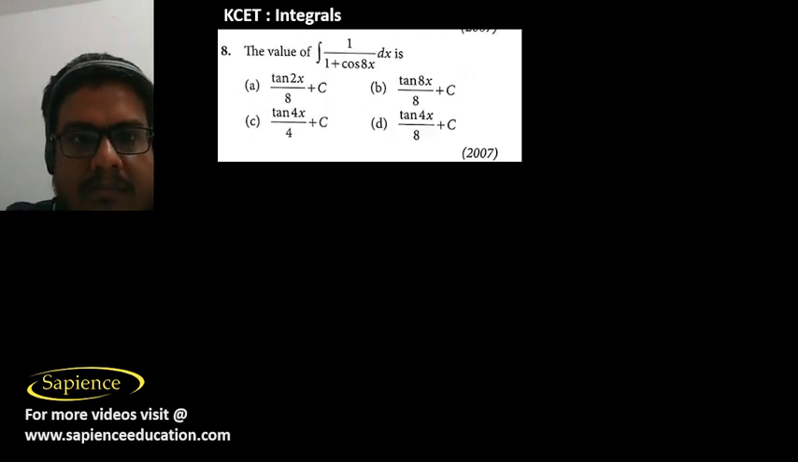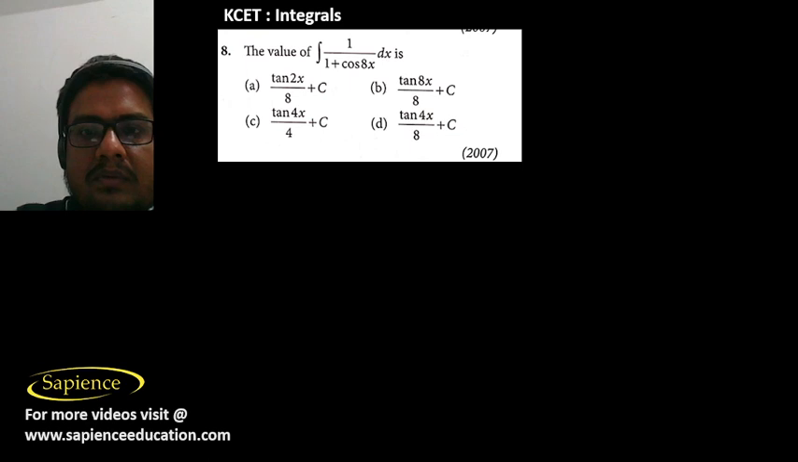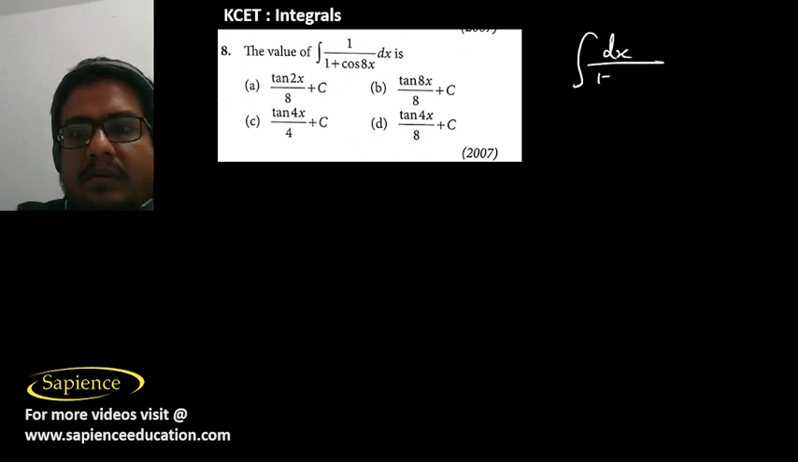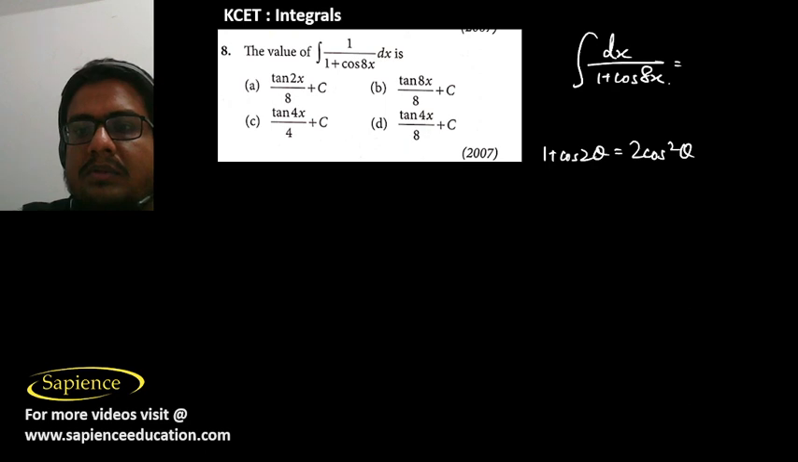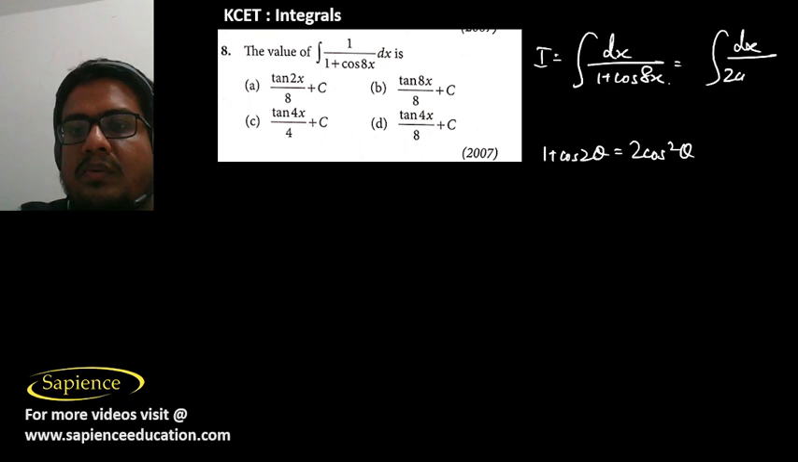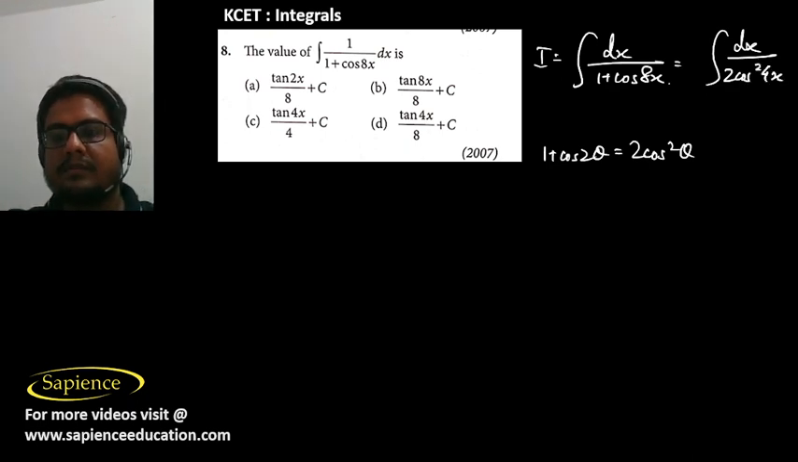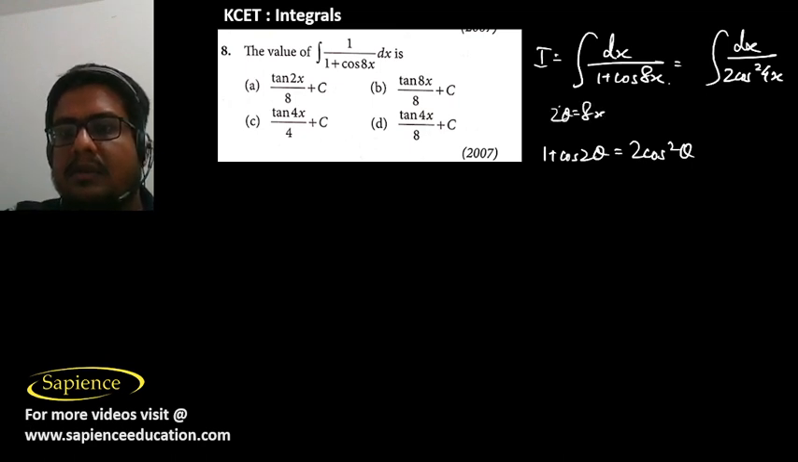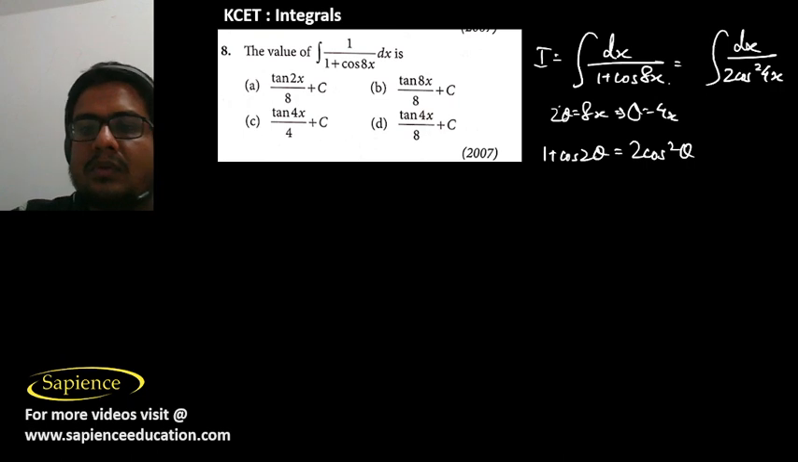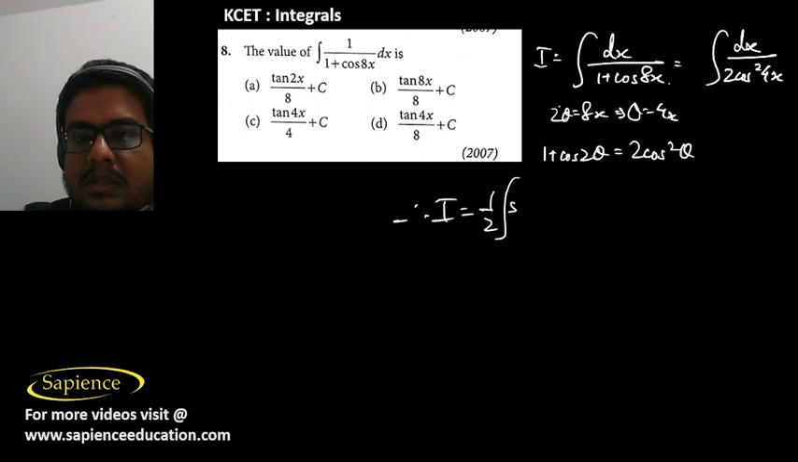In question number 8 it is told to find the value of the integral dx by 1 plus cos 8x. So we know that 1 plus cos 2 theta is equal to 2 cos square theta. So this integral I can be written as integral dx by 2 cos square 4x, since 2 theta is 8x, so theta is obviously 4x. So the integral I can be written as half of integral, now 1 by cos square 4x is secant square 4x, secant square 4x dx.